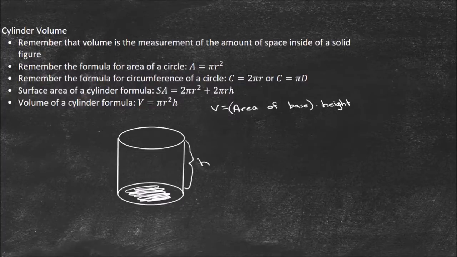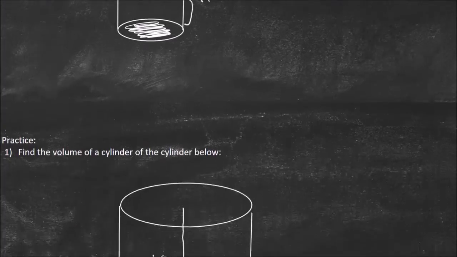The area of the base uses the radius that goes from here to here. It's the radius of the circle that's underneath. So it's really intuitive, and it's not a difficult formula to use. Let's get right into it.